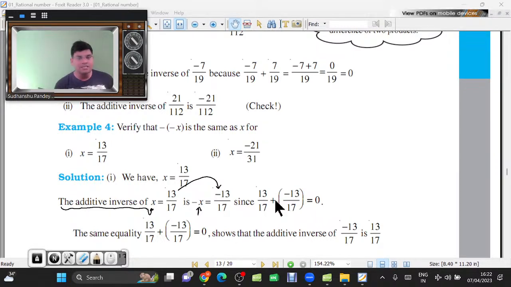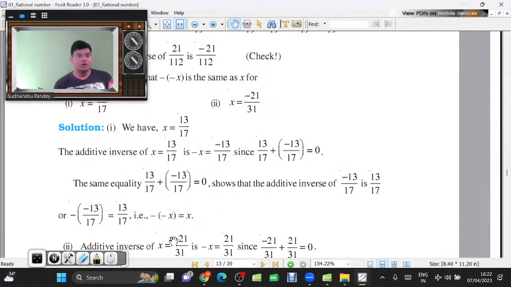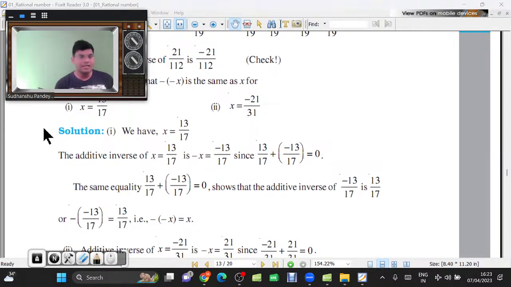Now since 13/17 plus minus 13/17 is equal to 0, that is additive inverse of x is minus x. Now the same equality will also show the additive inverse of minus 13/17 is 13/17. Therefore in the last what we will write? Minus of minus 13/17 is 13/17. That is minus of minus x is equal to x. Please write this part from here to here. If a question comes in the examination to verify minus of minus x is same as x, this is all you have to write.